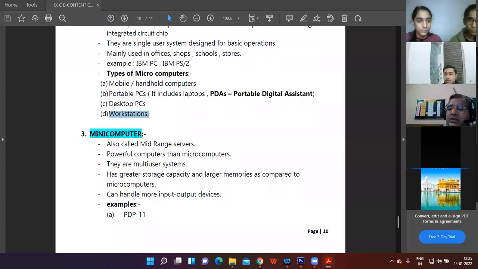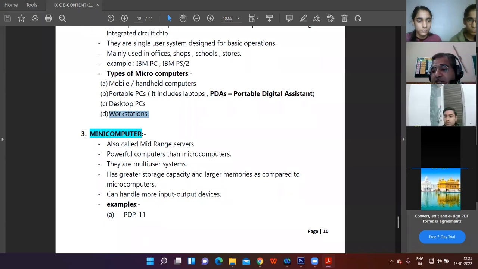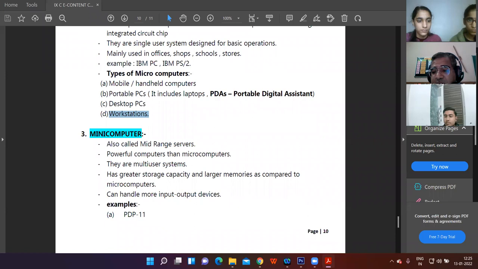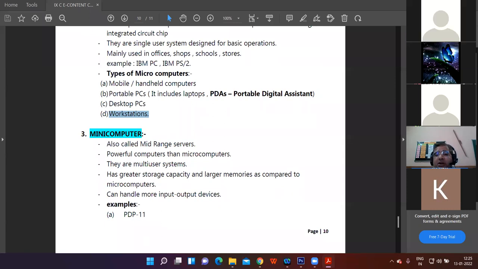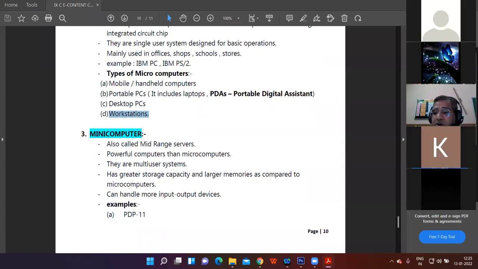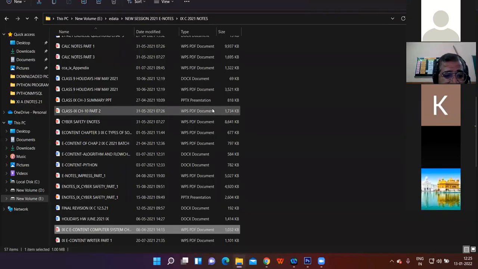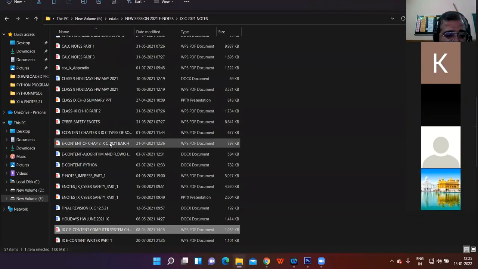Which computer is the combination of analog and digital computer? Yes, Japji, unmute yourself. Sir, hybrid computers. Very right, hybrid computer. Okay, so first chapter is revised. Now let us proceed to the second chapter.